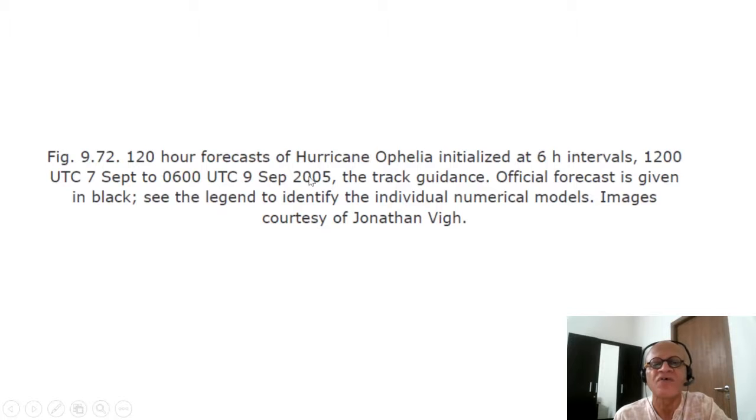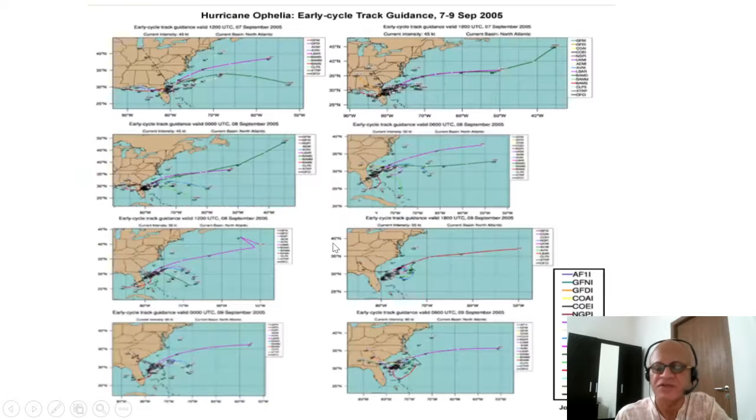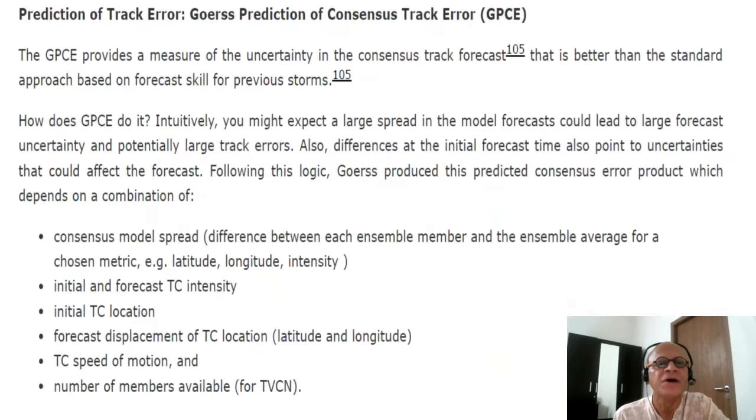Those are 120-hour forecasts of Hurricane Ophelia initialized at 6-hour intervals, from 1200 UTC 7 September to 0600 UTC 9 September 2005, the track guidance. The official forecast is given in black. See the legend to identify individual numerical models, so multiple models are involved. The official forecast was in black, which you cannot even see very clearly here, and there are the different models involved in the forecasting. Okay, there is another model which takes these consensus.